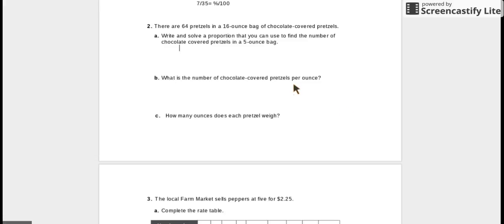Question 2 for the on-level test. There are 64 pretzels in a 16-ounce bag of chocolate-covered pretzels. Write and solve a proportion that you can use to find the number of chocolate-covered pretzels in a 5-ounce bag. So we know we're going to need to use a proportion.